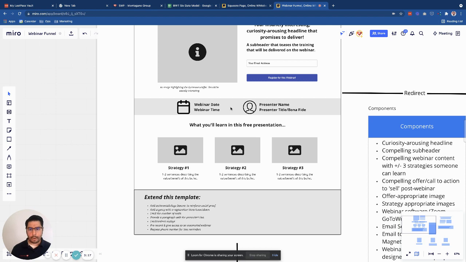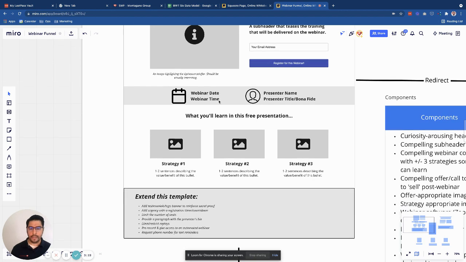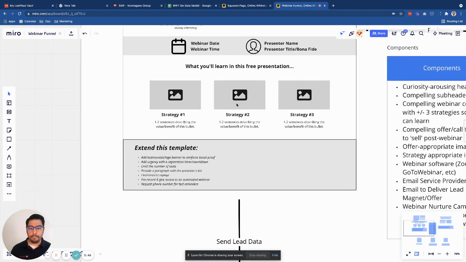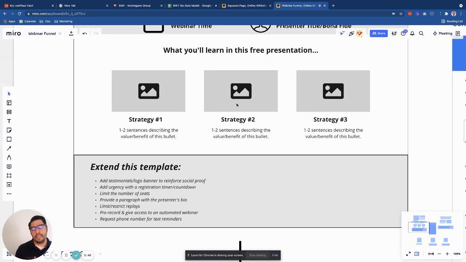Of course, on a webinar page or a seminar page, you want to make sure that you have the date and time of the presentation so someone knows when to show up. And you also generally want to add your name or the presenter's name, as well as maybe the title and any bona fides that they have, in order to demonstrate that you are in fact an expert in the industry that you are pitching the webinar. The meat of the webinar and the webinar landing page is ultimately going to be what the person will get in exchange for their time.